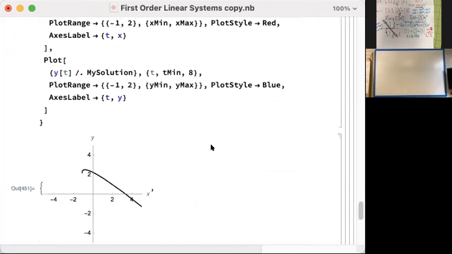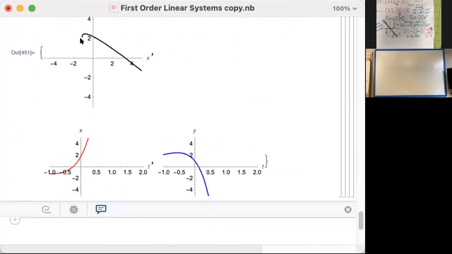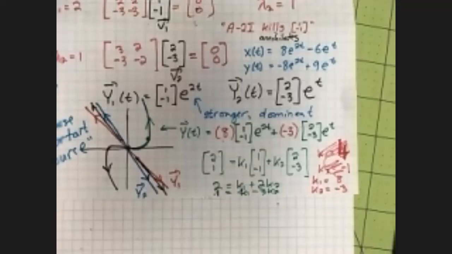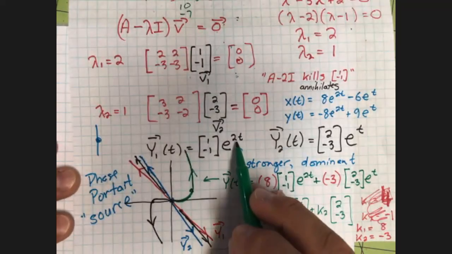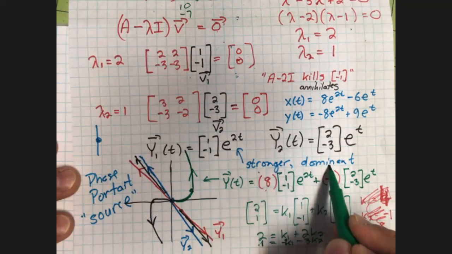Let's look at these things separately right here. Yeah, it's peeling off that way. So let's go back to my paper because we're at the end of our hour now, and let's find out why I went the wrong way. So I'm going to look at this very carefully. Larger eigenvalue, stronger, dominant. But do you see what I did?